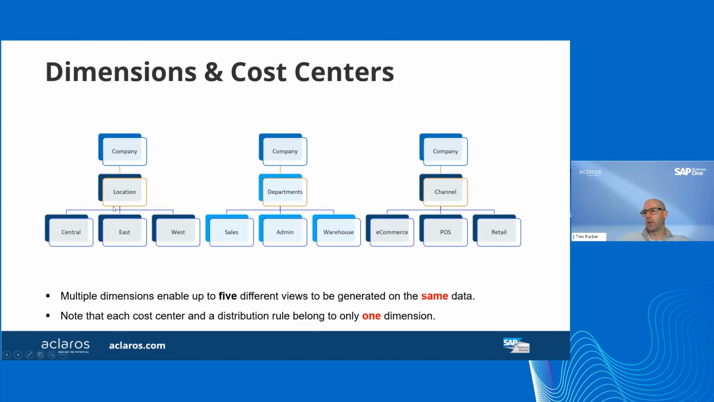Under each of these dimensions will be multiple cost centers. So this one has got a central location, an east location, and a west location, and then department: sales, administration, and warehouse. So the main purpose for your cost centers is really just for reporting purposes.